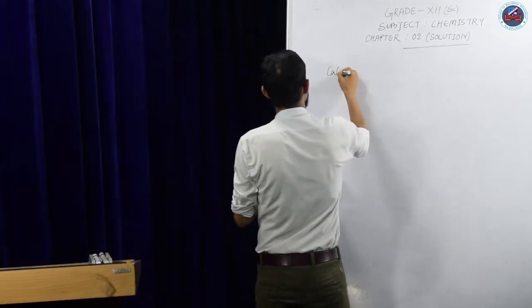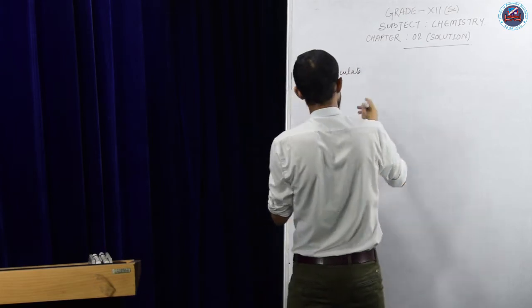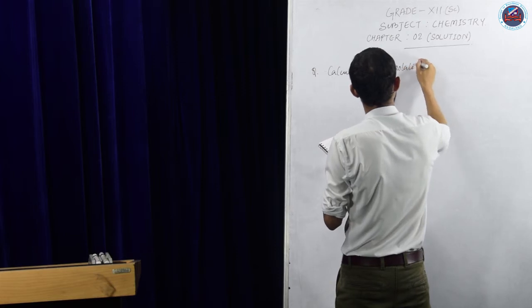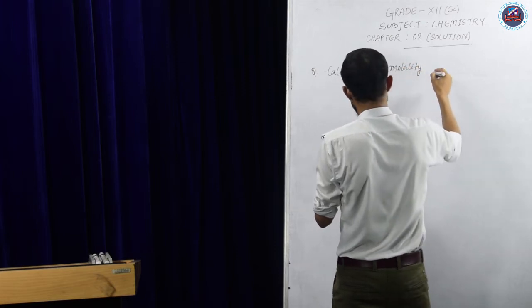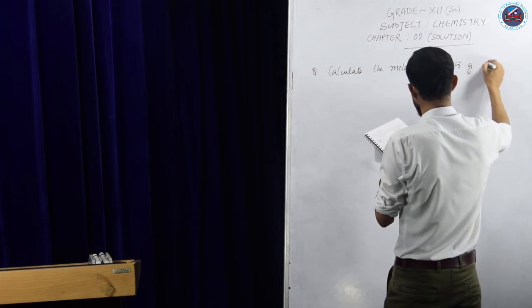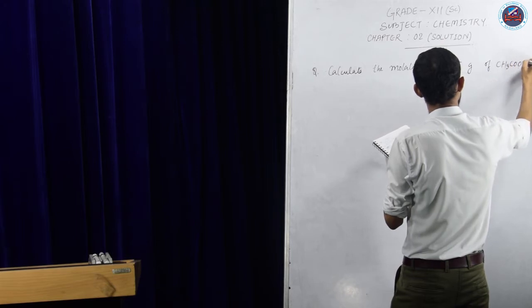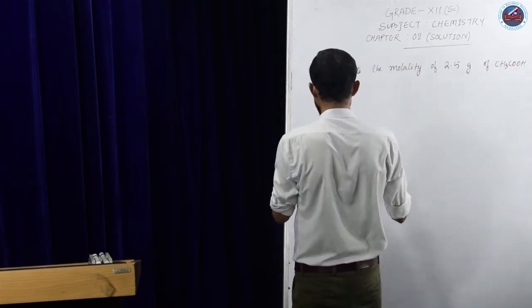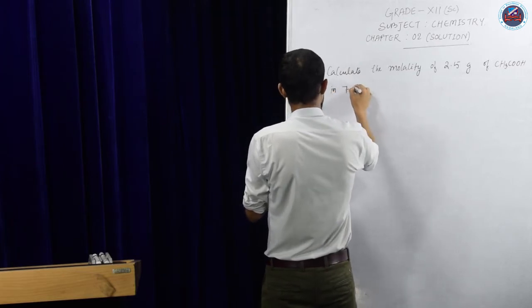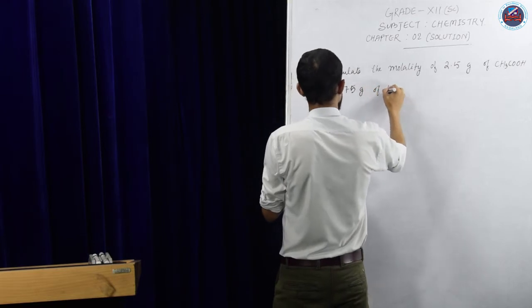The question is calculate the molality of 2.5 gram of CH3COOH, which is known as acetic acid or ethanoic acid, in 75 gram of benzene.